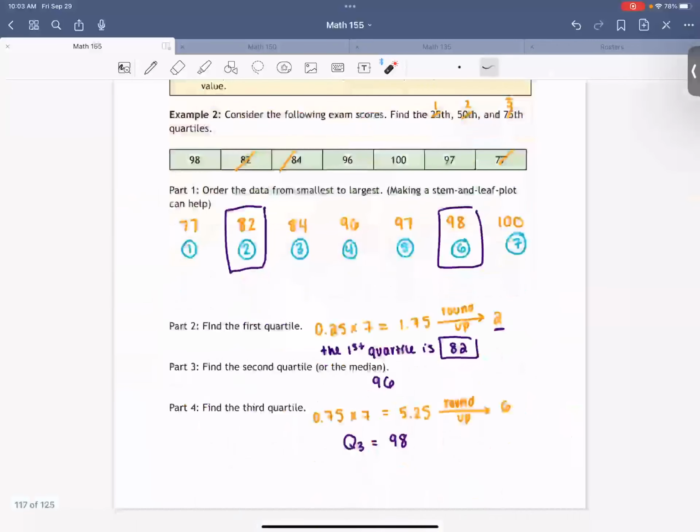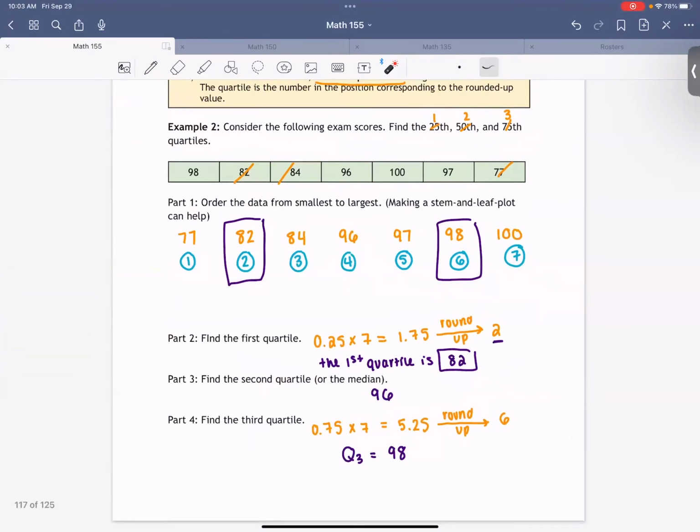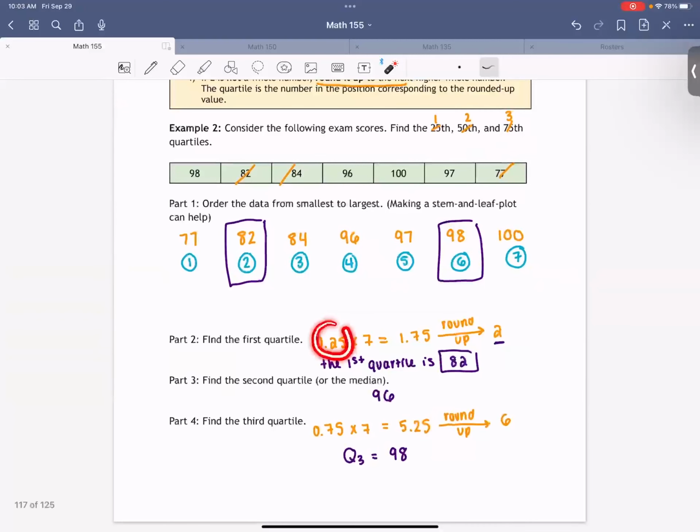Now, we do have ways to compute quartiles. The first thing you have to do is order your data from smallest to largest, just like you were finding the median, right? If you're looking for the first quartile, you're going to take 0.25 because it represents the first quarter of the data. You're going to multiply that by the number of data items that you have, the last number there. You're going to get a number when you multiply those together.